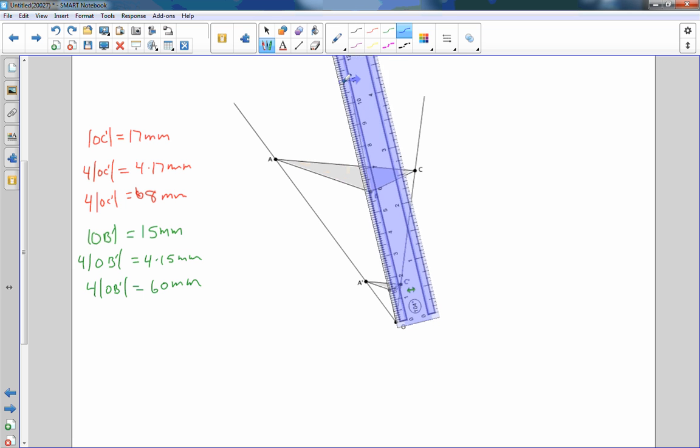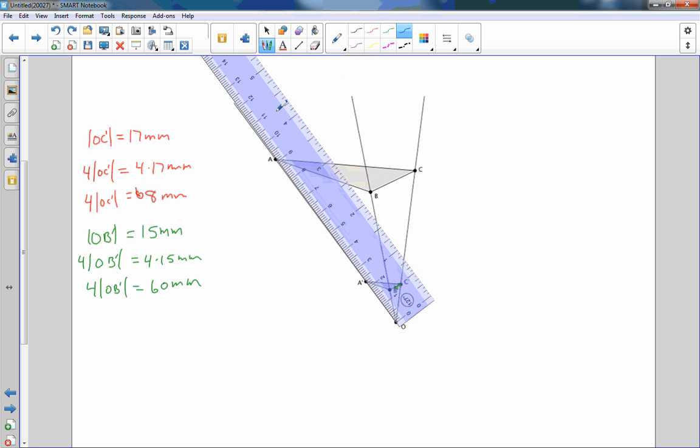And then I'm going to do the same for OA and OA prime. So OA prime equals 23 millimeters. So 4 times the OA prime should equal 4 times 23 millimeters. So 4 OA prime has to equal 92 millimeters, and I am at 9.2.